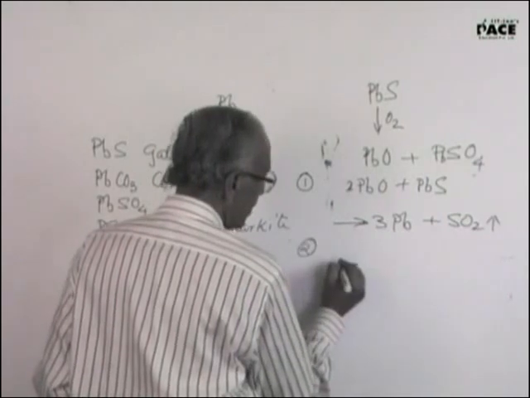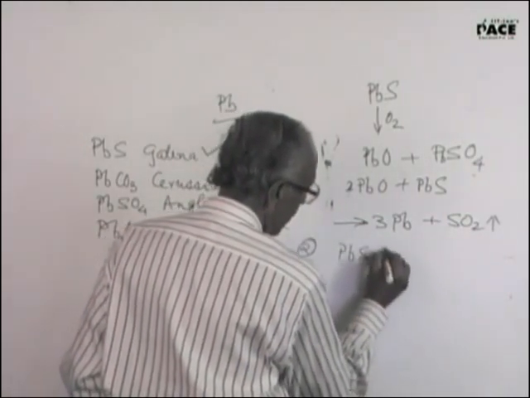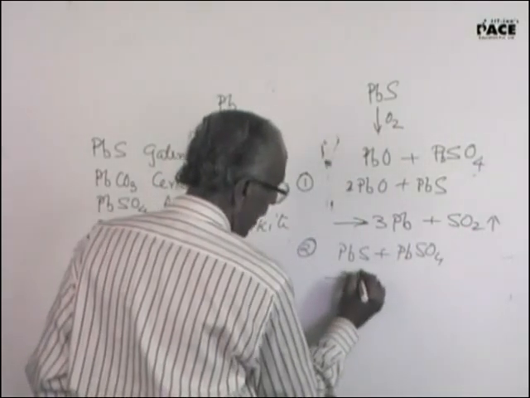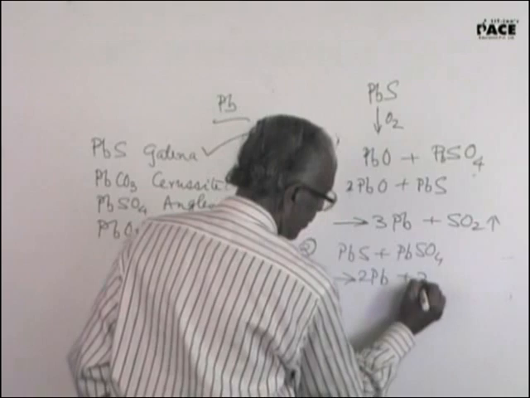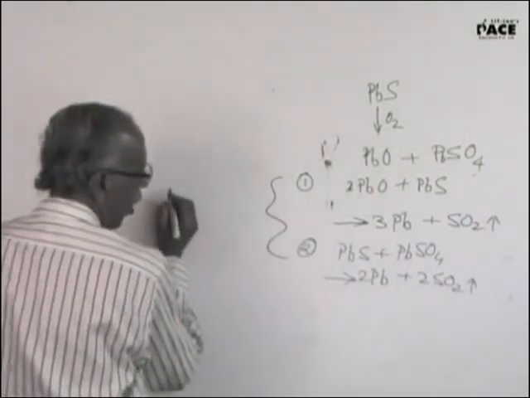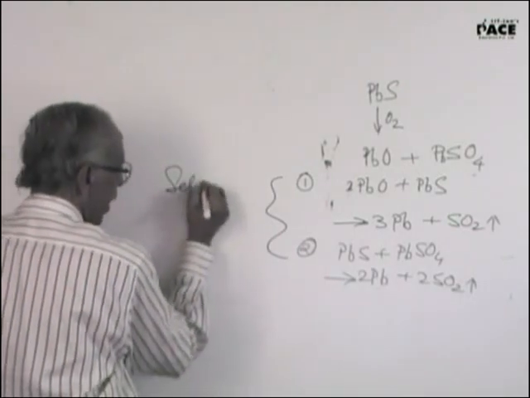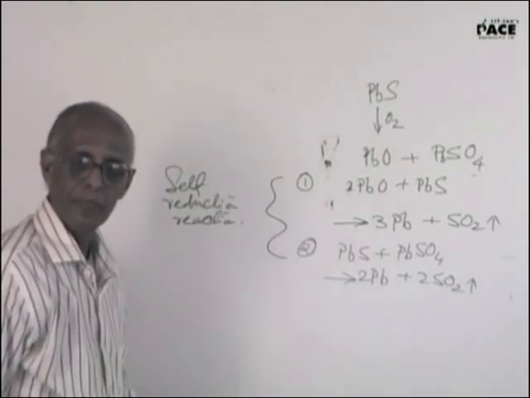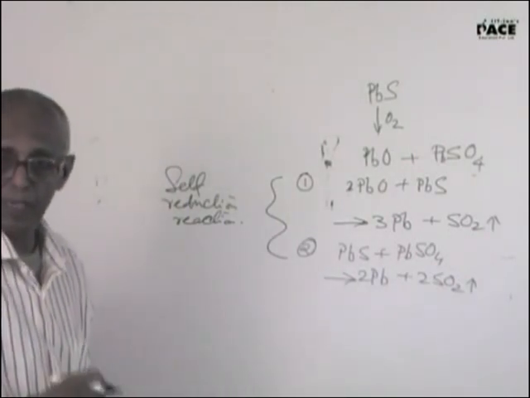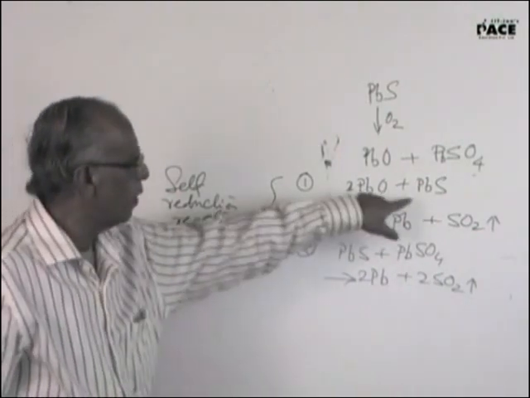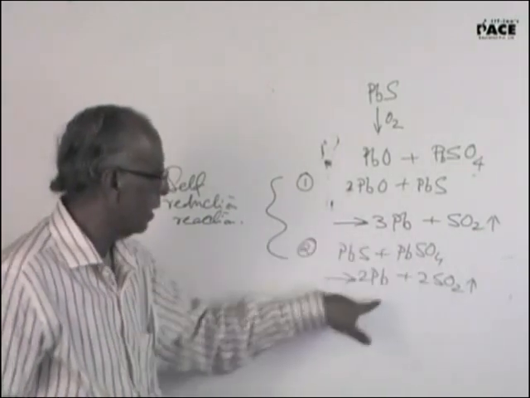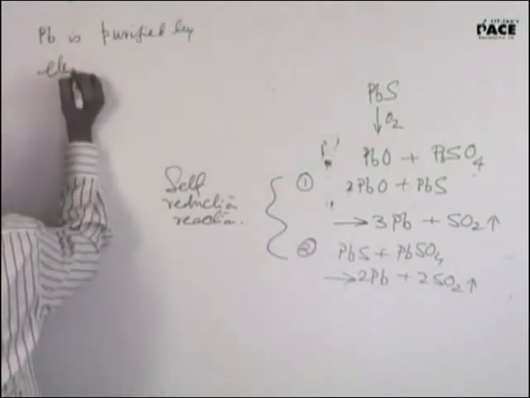The second reaction is lead sulfide plus lead sulfate gives you lead and 2 moles of sulfur dioxide. And these reactions are called self-reduction reactions. Just like copper sulfide plus copper oxide give you copper and sulfur dioxide, lead sulfide and lead monoxide give you lead and sulfur dioxide. Lead sulfide and lead sulfate give you lead and sulfur dioxide.